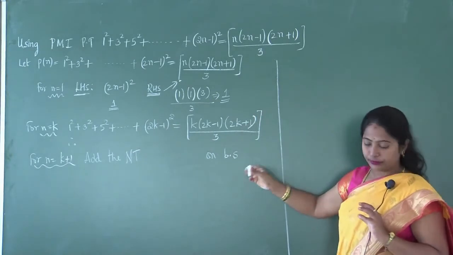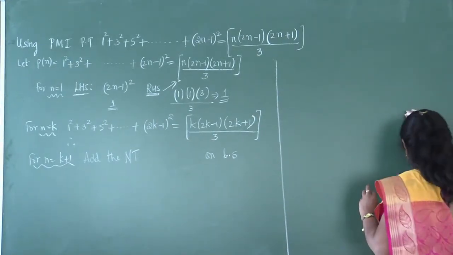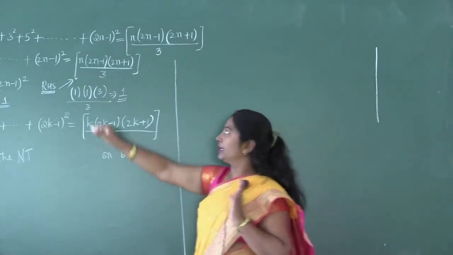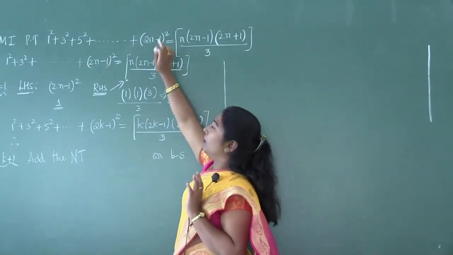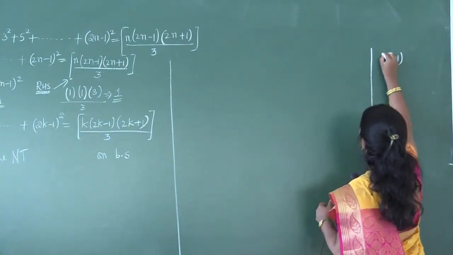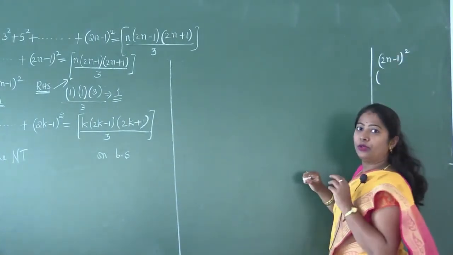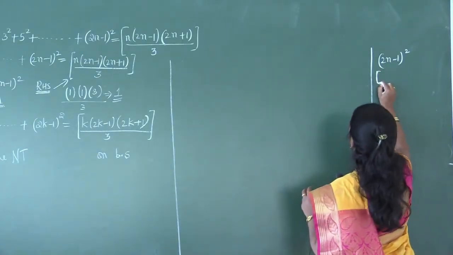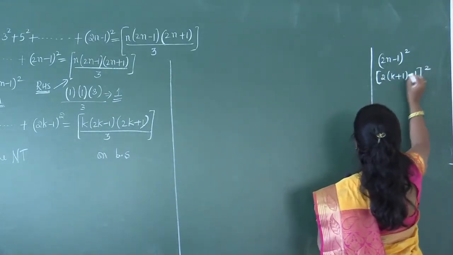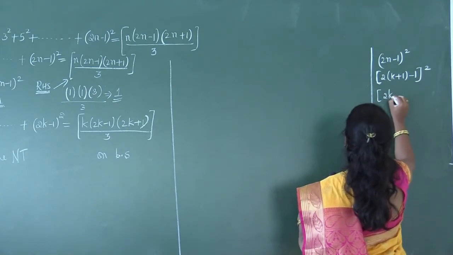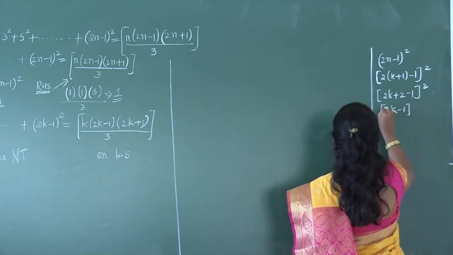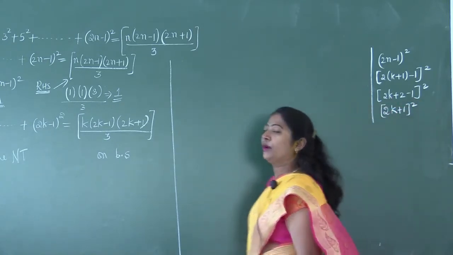Now look at the board. How to find the next term? In the working column, what is the nth term of the LHS? 2n minus 1 whole square. In place of n, what do I write? K plus 1. So that is 2 into k plus 1 minus 1 whole square, and this will sum up to 2k plus 2 minus 1 whole square, and the resultant answer will be 2k plus 1 whole square.